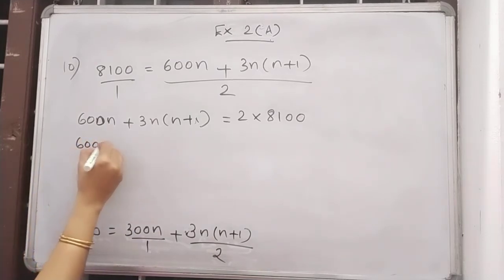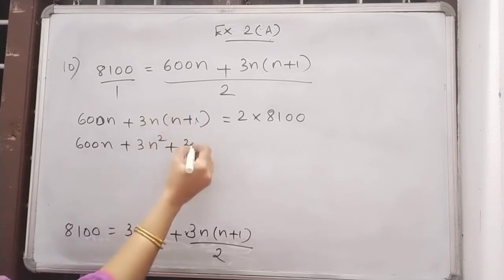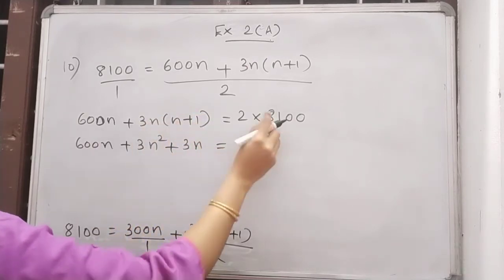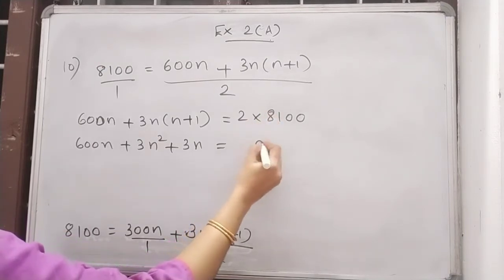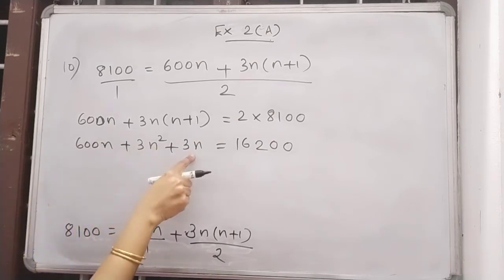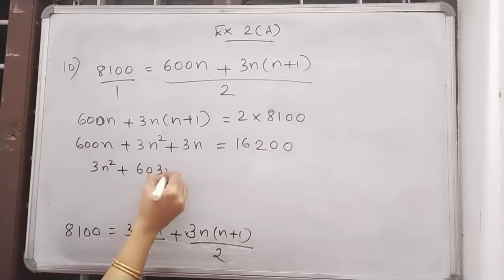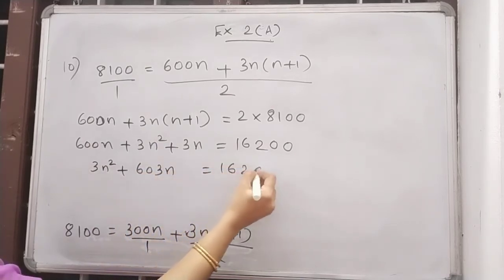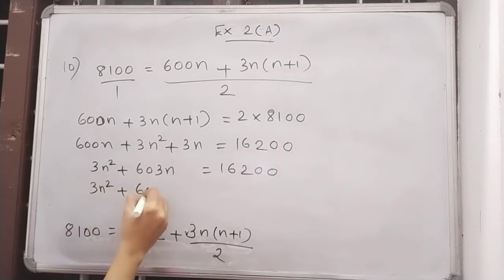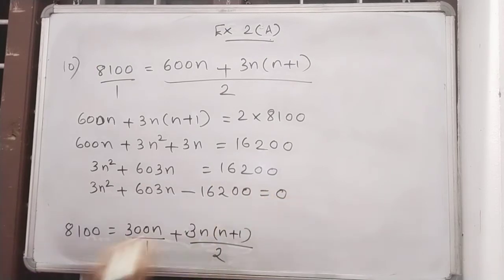So 600 N plus, changing the bracket, it will be 3N square plus 3N into 1 is 3N, equal to 8,100 into 2, so 16,200. 600 N plus 3N is 603N, so 3N square plus 603N is equal to 16,200. Take this to the left side. So it will be 3N square plus 603N minus 16,200 is equal to 0.